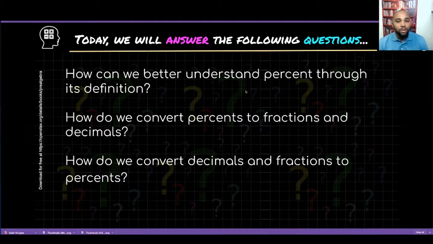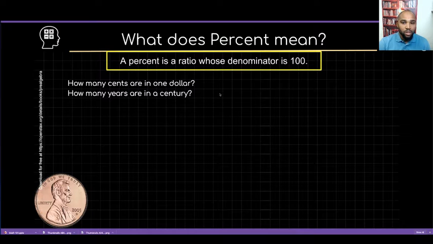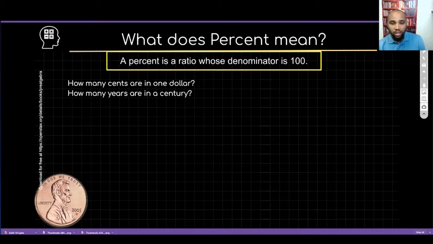Questions. How can we better understand percent through this definition? We're going to look at what is the definition of percent, how we convert percents to fractions and decimals, and how we convert decimals and fractions to percents. Let's start with the definition. What does percent actually mean? In order to answer that, let's look at what I have here in yellow. A percent is a ratio whose denominator is 100.